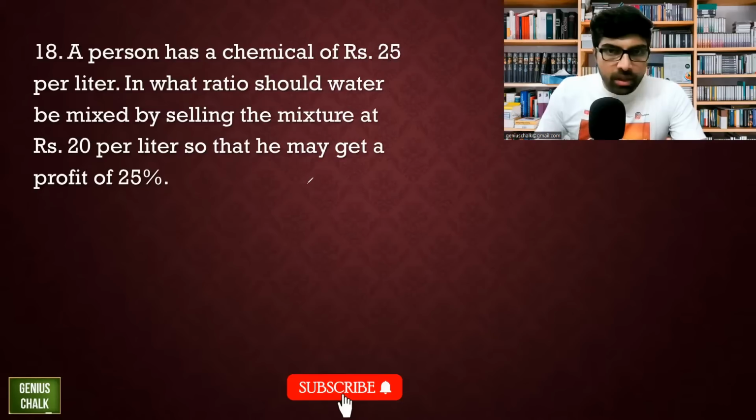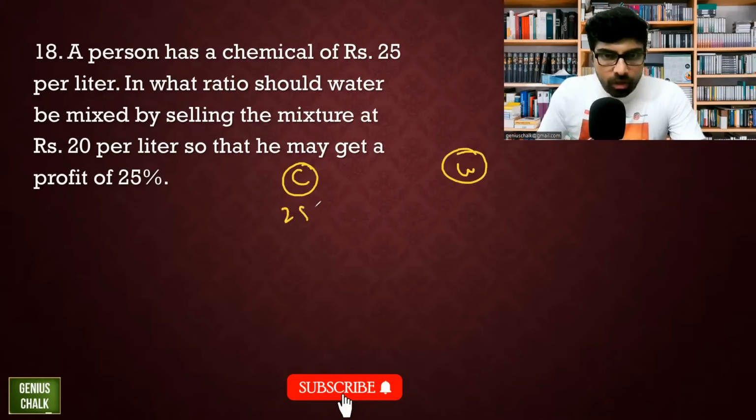First, there is a chemical. So this is a chemical and this is water. So chemical is 25 rupees per liter. Water, we don't know. So it should be selling the mixture at rupees 20 per liter. Fine. So let's assume water at 1.